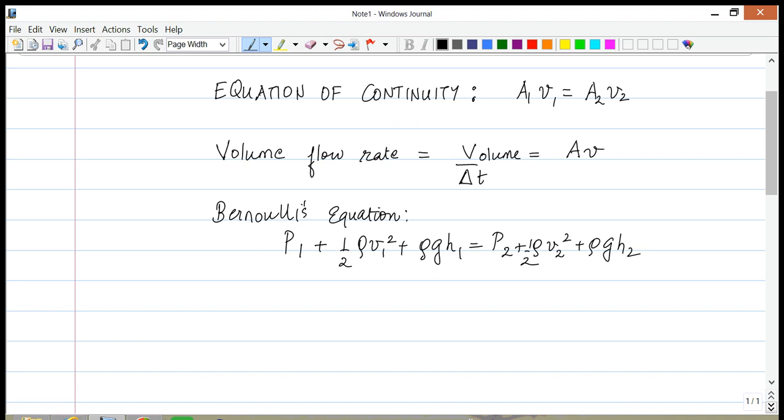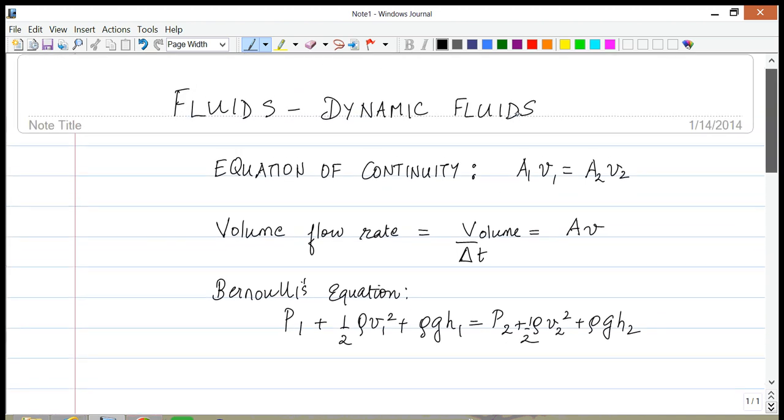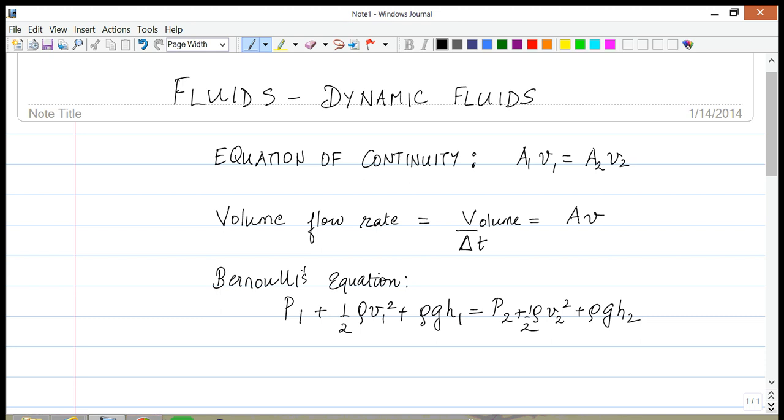Okay, so in this video we are going to apply all the concepts that we've developed for dynamic fluids to problems. The three main things that you really need to keep in mind is the equation of continuity, which says that A1 times V1 equals A2 times V2. Here A is the area, V is the speed with which the fluid is flowing.